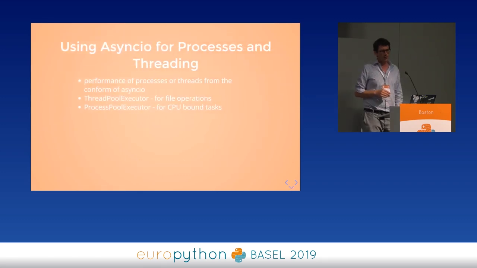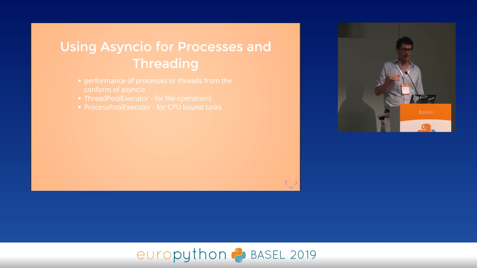I want to talk about one of the uses of async.io that I don't think enough people are talking about, which is being a sane way of doing multiprocessing and multithreading, particularly multithreading for file operations and multiprocessing for CPU-bound tasks. You get all of the performance improvements from threading or processes, but from the comfort of async.io, and it's much easier to reason with.